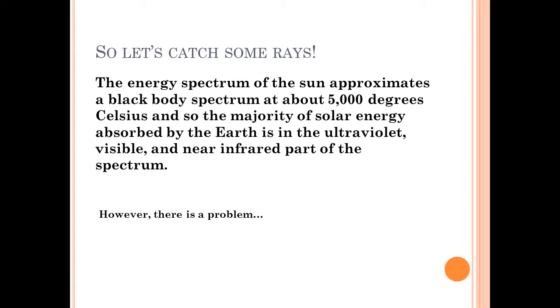In this case, the sun is about 5,000 degrees Celsius. This means that the spectrum of light emitted, thus absorbed by the Earth, is in the ultraviolet, visible, and near-infrared portions of the spectrum. This would mean an ideal solar selective absorber would primarily absorb wavelengths less than 1250 nanometers.